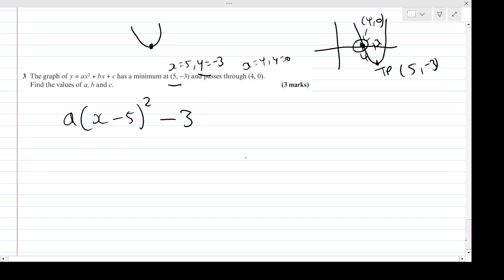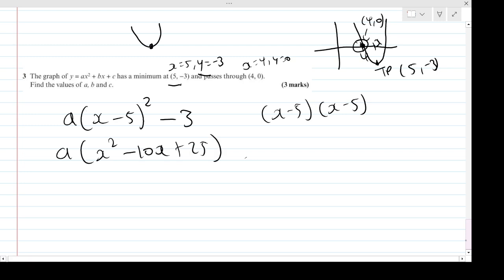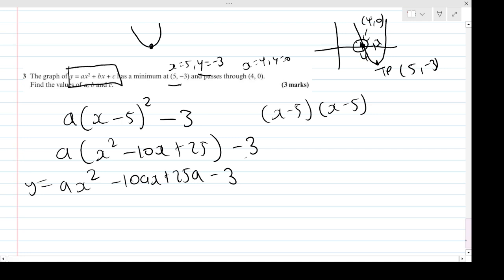And actually we can expand that now, can't we? So then I'm going to have a lots of x squared. Remember x minus 5 squared is x minus 5, x minus 5. Then I could expand this bracket. So then I'm going to x squared minus 5x minus 5x minus 10x plus 25, then minus 3 at the end. Then I can times by the a, expand the bracket, ax squared minus 10ax plus 25a minus 3. Okay, and then that's going to equal to y, right? So y is going to equal this here, this expression here, and it kind of matches.